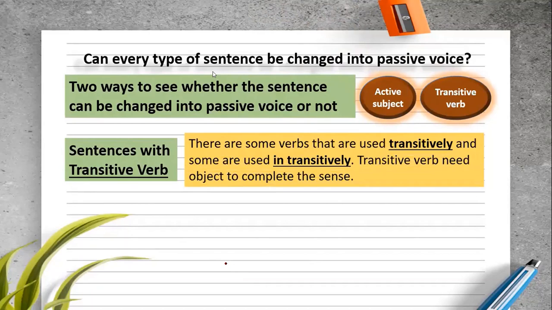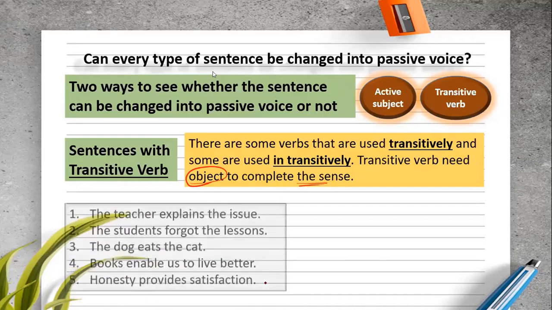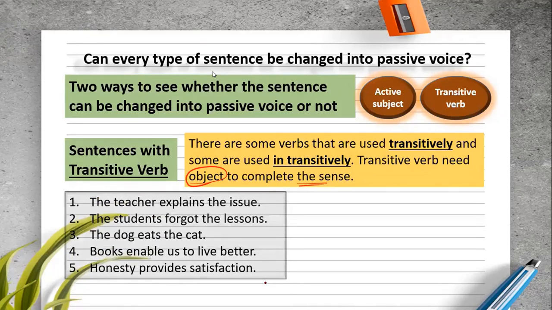There are some verbs that are used transitively and some that are used intransitively. Transitive verbs need an object to complete the sense, which means to have the complete meaning of the particular sentence. Okay, now let's move towards the examples.